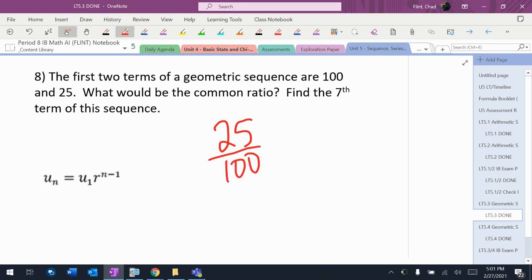Do not put the 100 over 25 automatically because the 100 is bigger. The 100 is the first term. This is U2 divided by U1. You have to make sure the term that is further in the sequence gets put on top. All right, so 25 over 100.